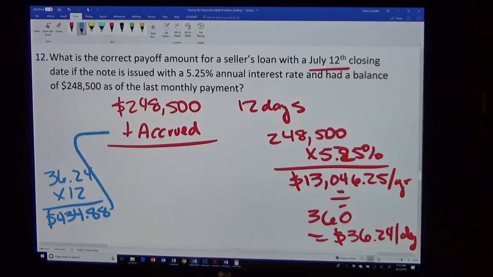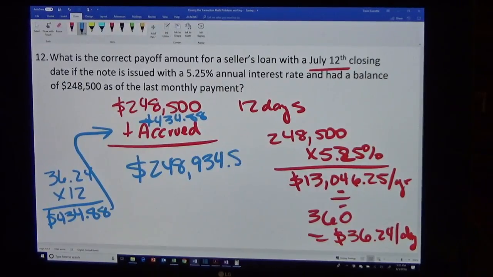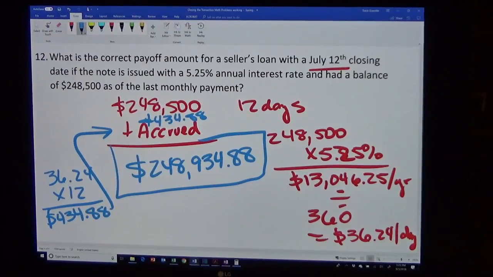That's our accrued interest, so we're going to add that back. $248,500 plus $434.88, which is our accrued interest, means our loan payoff is $248,934.88. That's our payoff amount as of that closing date.